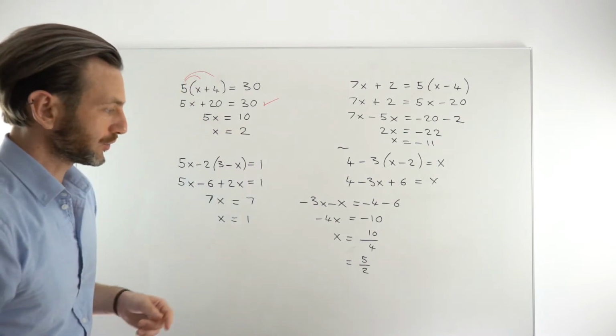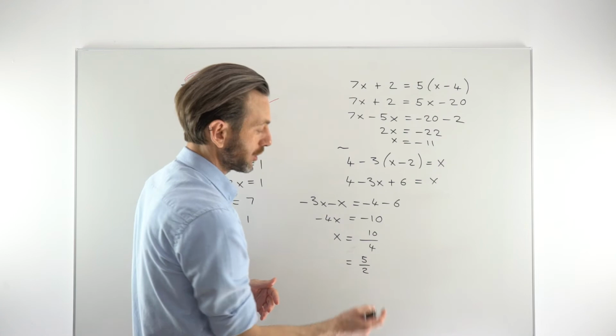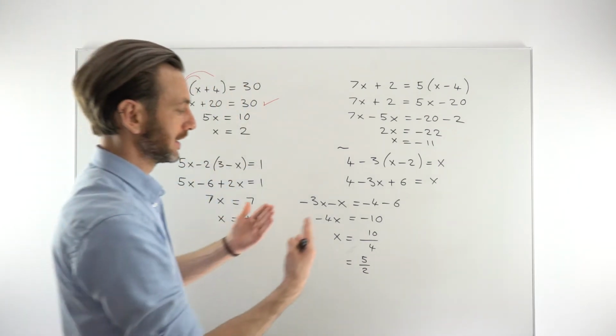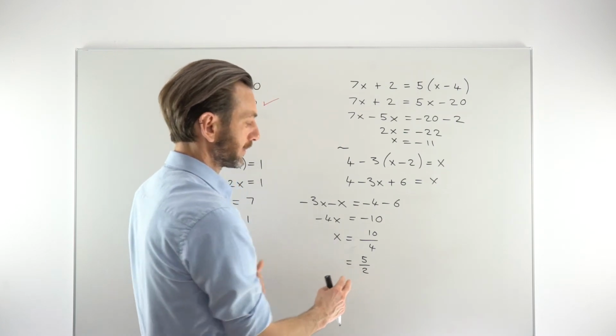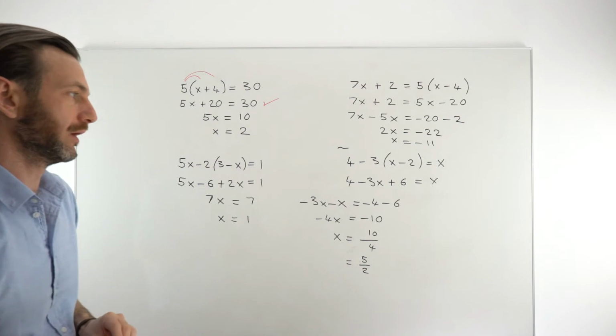With these linear equations, sometimes the answers will come out to be fractions. It's fine to leave it like that, or you could write it as 2.5 as a decimal. It might depend on the question. It might necessitate a decimal answer. For example, if it was to do with, say, money or some numerical value.